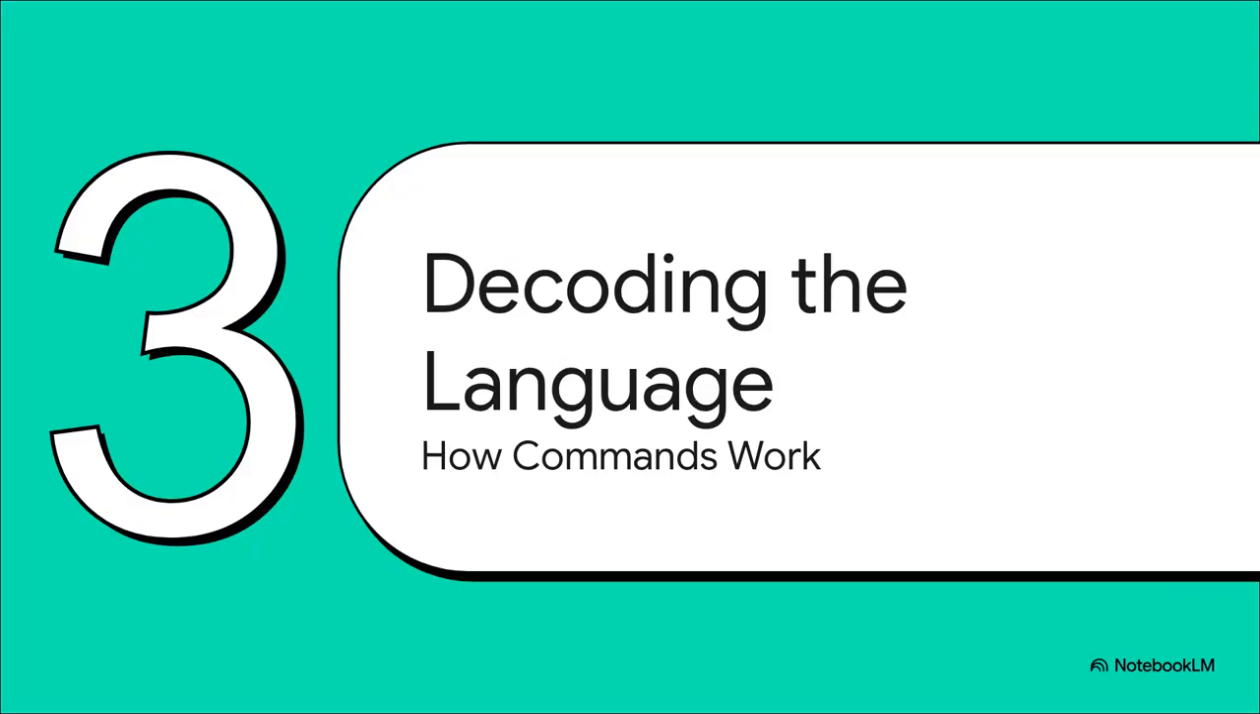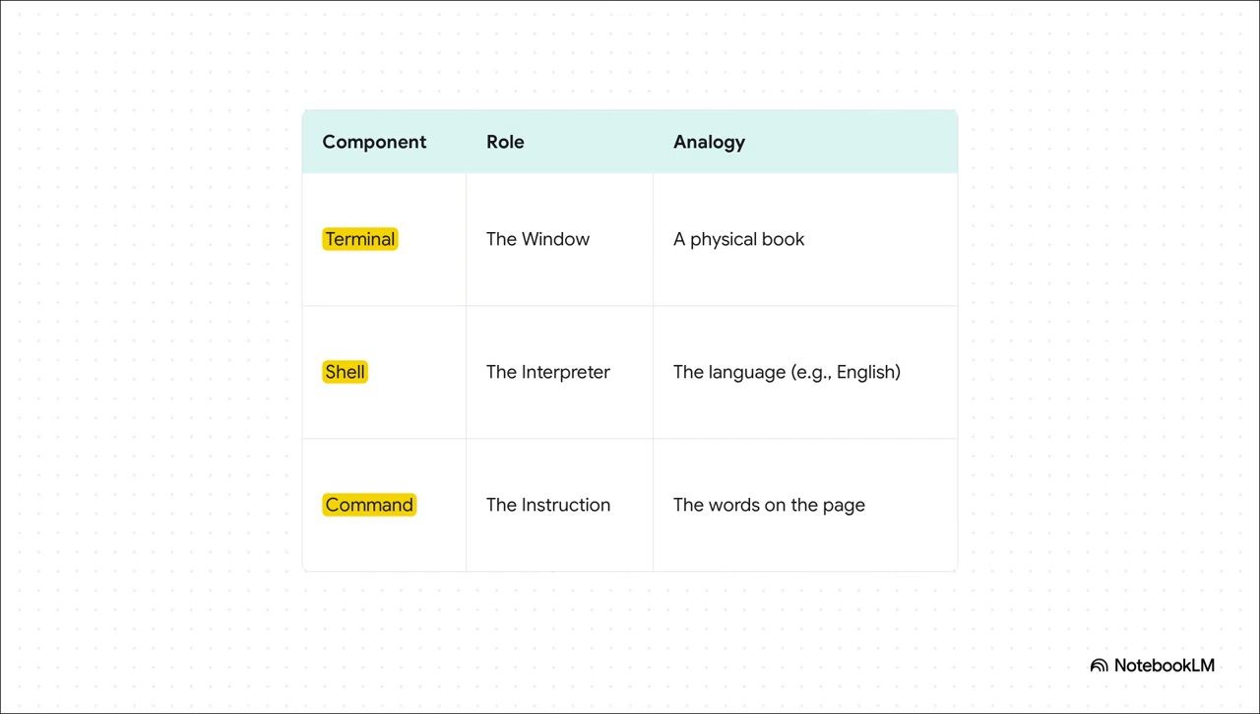So, we've made contact. We've spoken to the machine. Now, to really unlock what this thing can do, we need to understand the basic grammar of its language. And the good news is, it's not about memorizing 1,000 different commands. It's about spotting a simple pattern they all share.